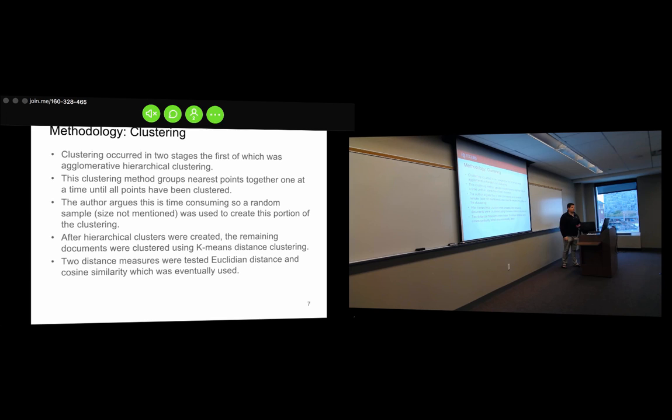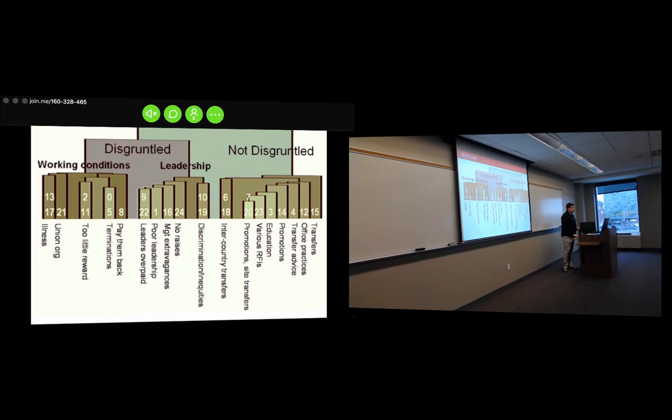The first stage was this agglomerative hierarchical clustering, which looks like this, right? And in this, this is called a dendrogram. This is one way to visualize it. The other way is with overlapping circles and things like that on a plane of points. So what you're doing here is picking the two closest points and clustering them as one cluster. Then you look for the next two closest points and cluster them as another cluster, and you keep doing that until every point is clustered.